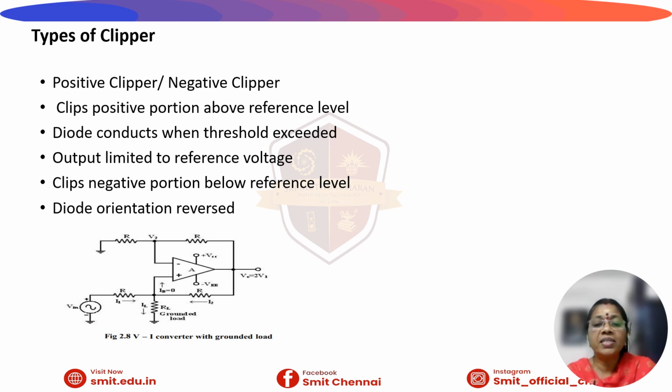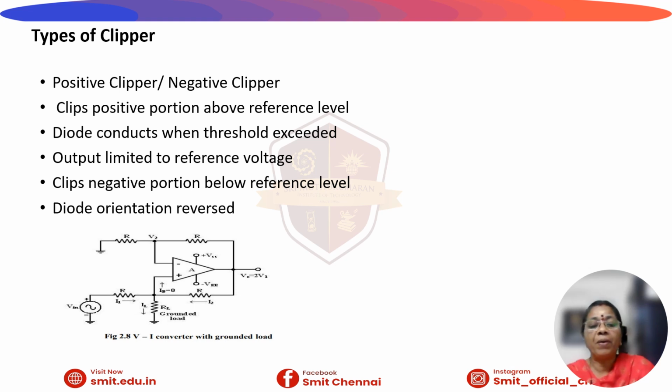When V in is greater than V reference, the op-amp output is reversed and hence it reverse biases the diode, breaking the feedback loop. The op-amp enters an open loop state and the output is held constant equal to the reference voltage V reference. Thus, the positive clipper clips the positive portion of the signal.